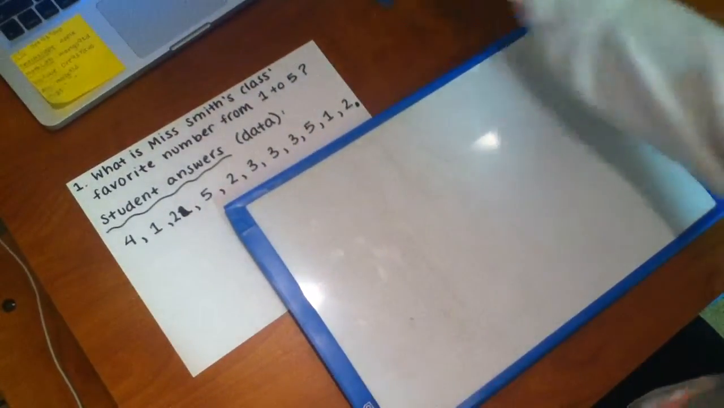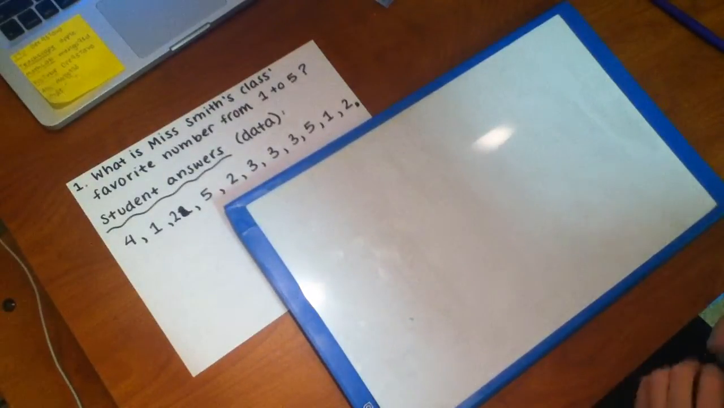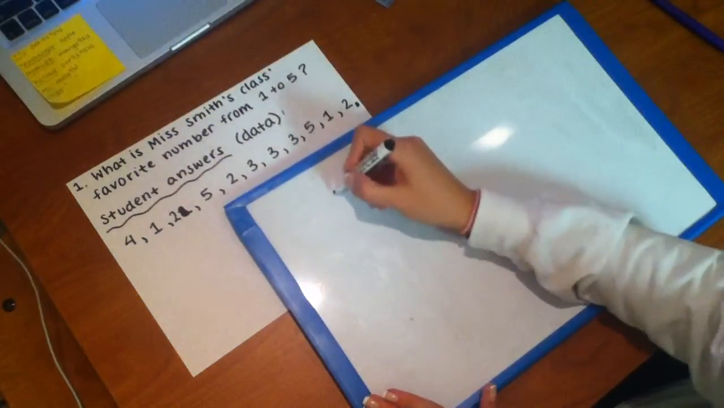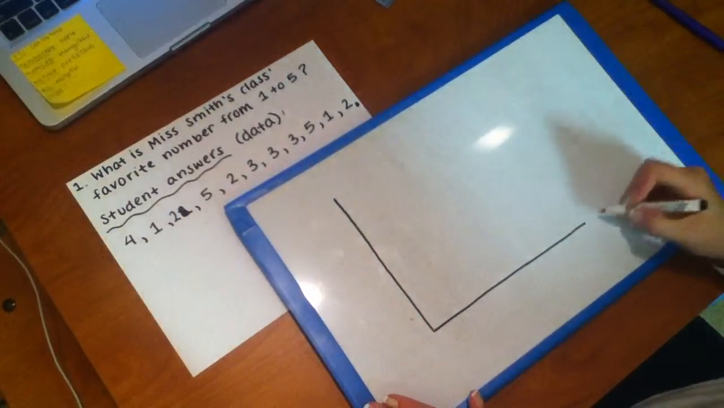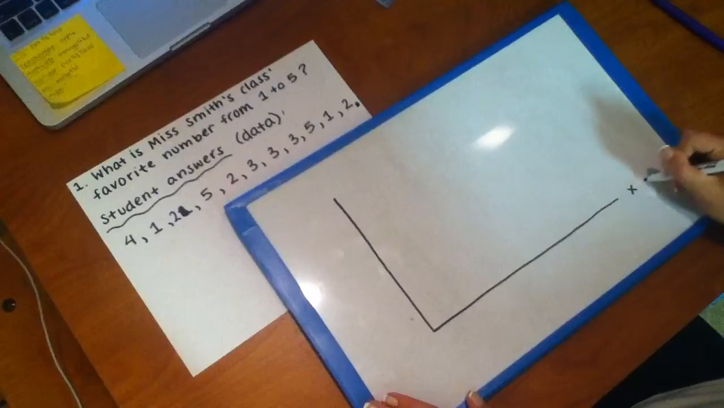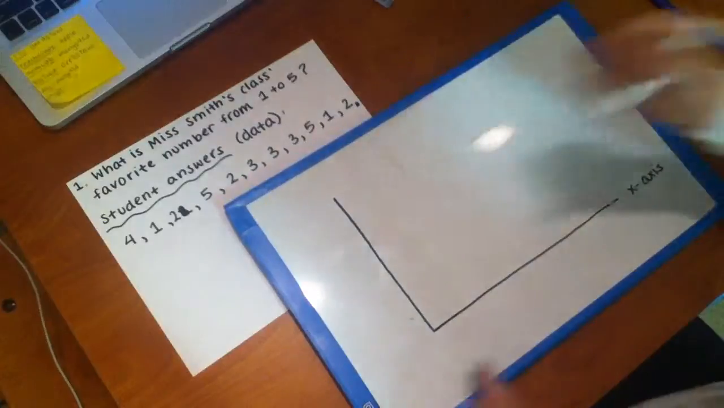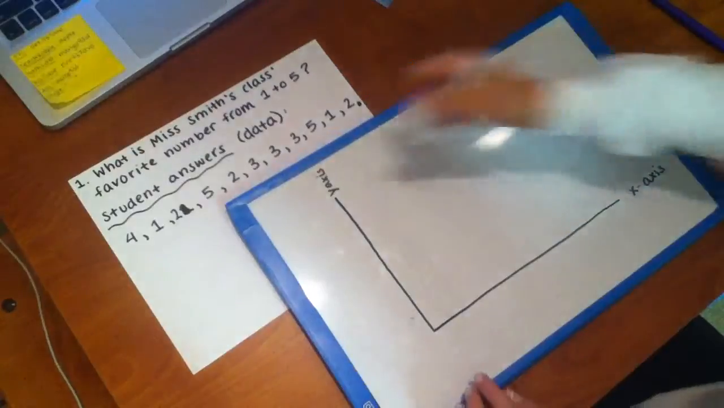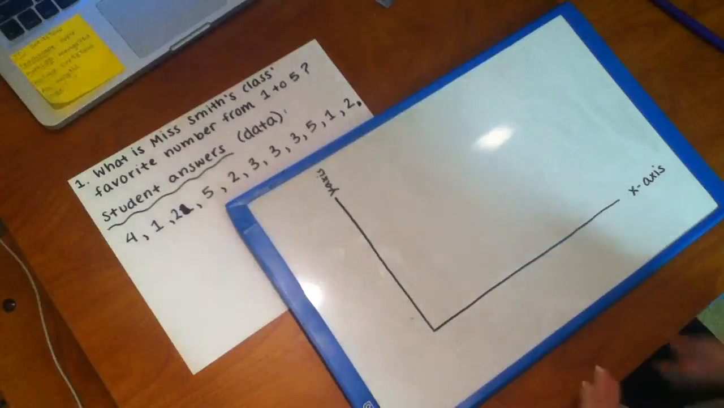So the first way that we're going to organize our data is in a bar graph. A bar graph, the title basically explains what it is. However, the way we make a bar graph is we first make our x and y axis. So this is the x axis here, it runs horizontally. And then this is our y axis, which runs vertically.